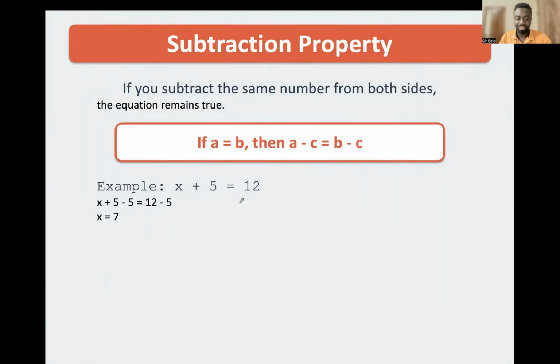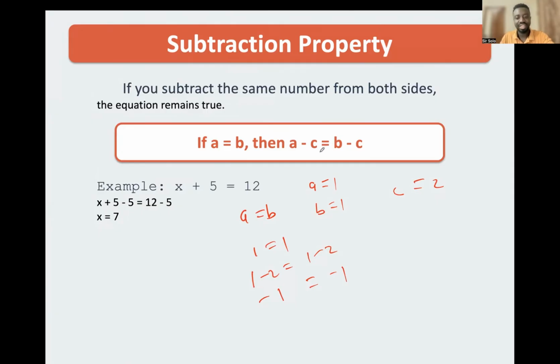So we have the equation A is equal to B. Let's just say A is 1 and B is 1. So 1 is equal to 1. Now let C be the number 2, and you subtract 2. You have 1 minus 2 is equal to 1 minus 2. Both sides give the same answer, minus 1. This says if A is equal to B, then A minus C is equal to B minus C.